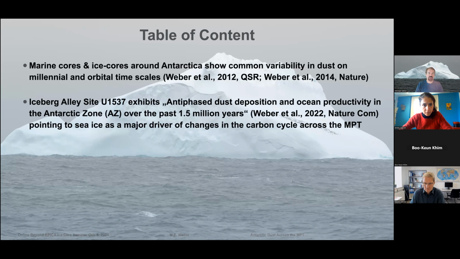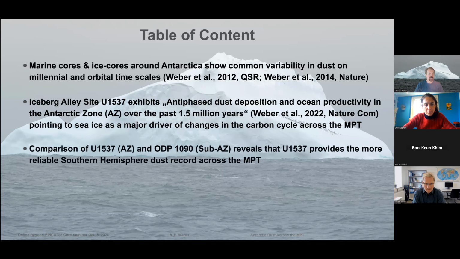And that is a paper that actually draws the conclusion that sea ice should be a major player, a major driver in the changes in the carbon cycle across the mid-Pleistocene transition. Then I will go a little bit more into details about comparing our new dust record from U1537 in the Antarctic zone. I will compare it to ODP site 1090 from the subantarctic zone and hopefully be able to convince you that this new record is probably the template you can expect if you drill ice through the mid-Pleistocene transition.